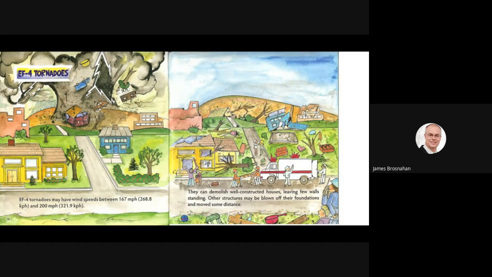EF4 tornadoes may have wind speeds between 167 mph, 268.8 kph, and 200 mph, 321.9 kph. They can demolish well-constructed houses, leaving few walls standing. Other structures may be blown off their foundations and move some distance.